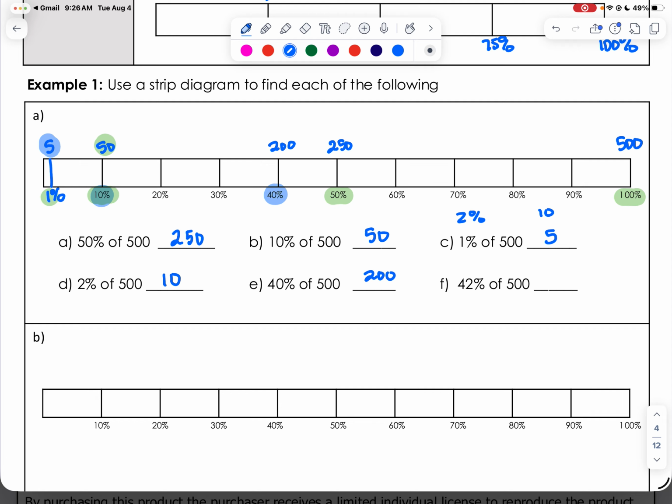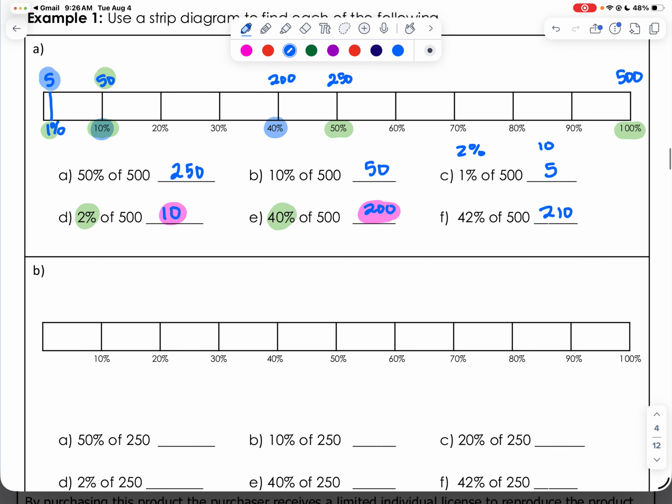Now, 42%. We already know 2% and we already know 40%. So 40% plus 2% is 42%. So I'm going to have to add up the 200 plus the 10 to get 210. So we're taking what we already know to find our new answer.